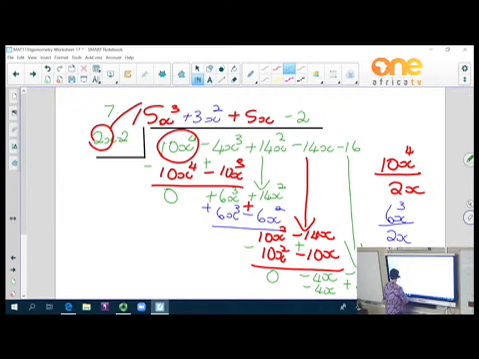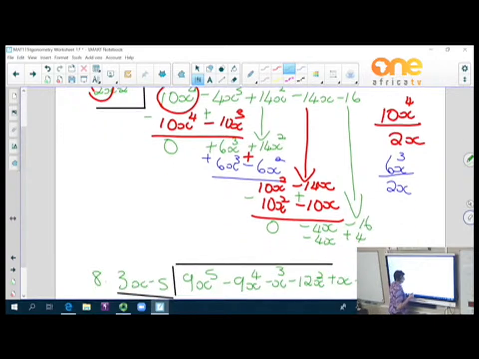And we are eliminating here. Change the second sign so it's plus and minus. Number 7.